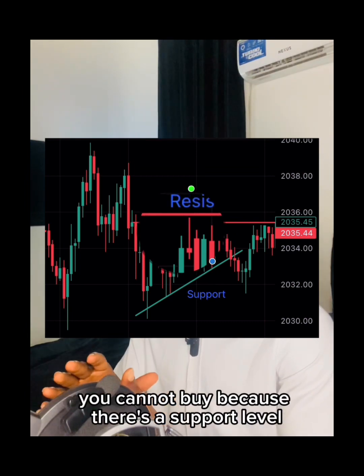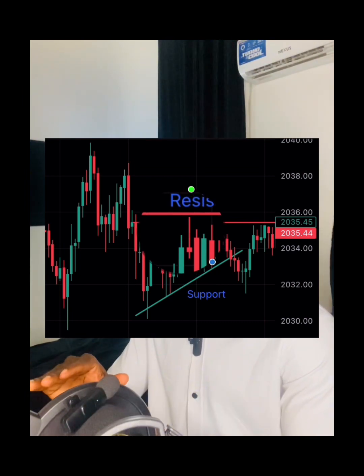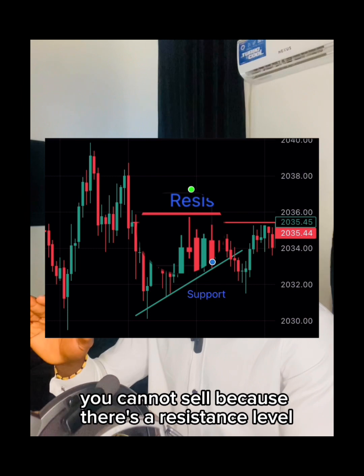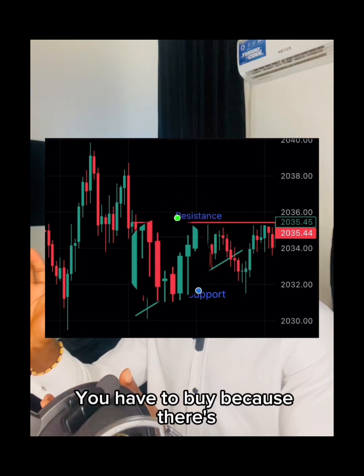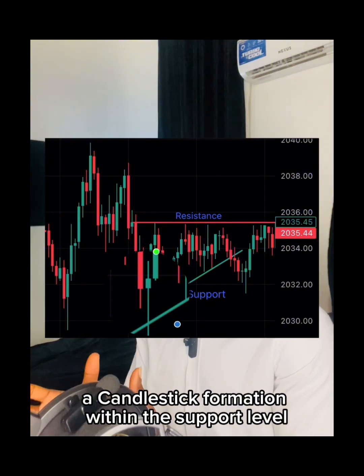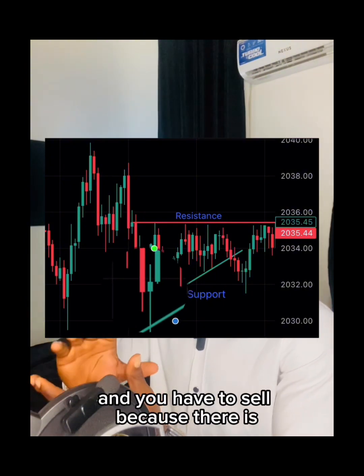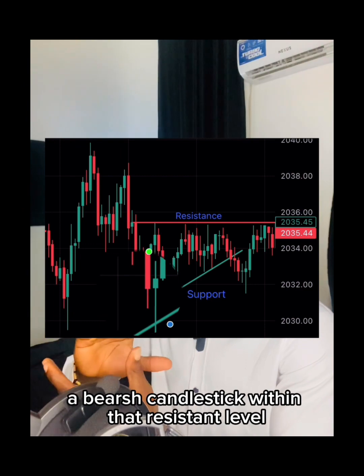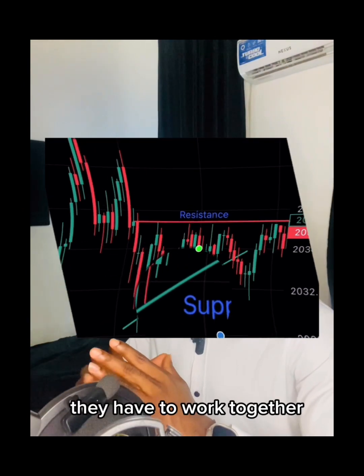You cannot buy because there's a support level. You cannot sell because there's a resistance level. You have to buy because there's a candlestick formation within that support level, and you have to sell because there is a bearish candlestick within that resistance level. They have to work together.